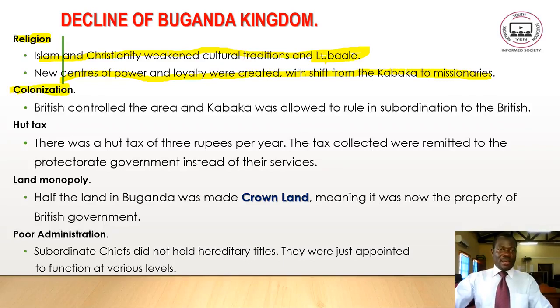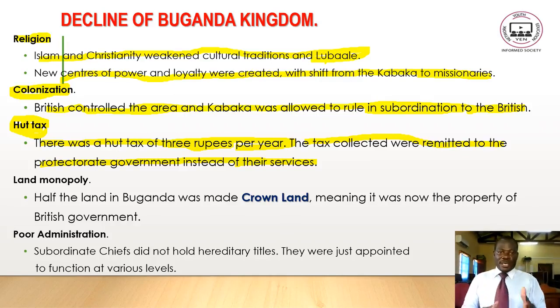Colonization was also another thing that contributed to the decline of Buganda Kingdom. So the British controlled the area, and Kabaka was allowed to rule in subordination to the British. So the British controlled that area, and what happened was that the Kabaka was recognized, but he was just a subordinate to the British. He was just listening to what the British were saying because it was colonized. And also hard tax led to the decline of Buganda. There was a hard tax of 3 rupees per year. So the tax collected was remitted to the protectorate government instead of their services. So the taxes that were collected were submitted to the colonial government. As a result, things did not go well for Buganda or for the Kabaka himself.